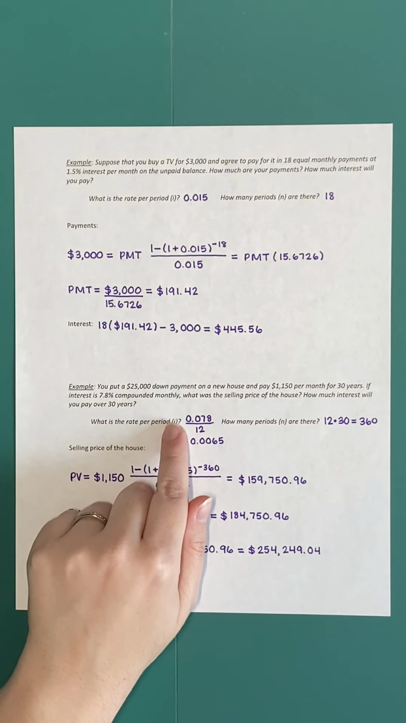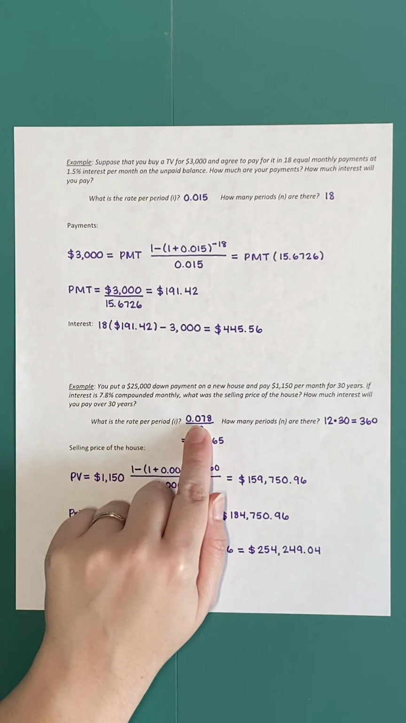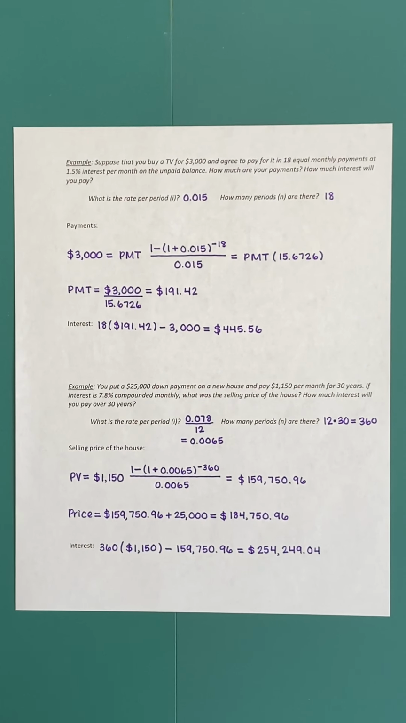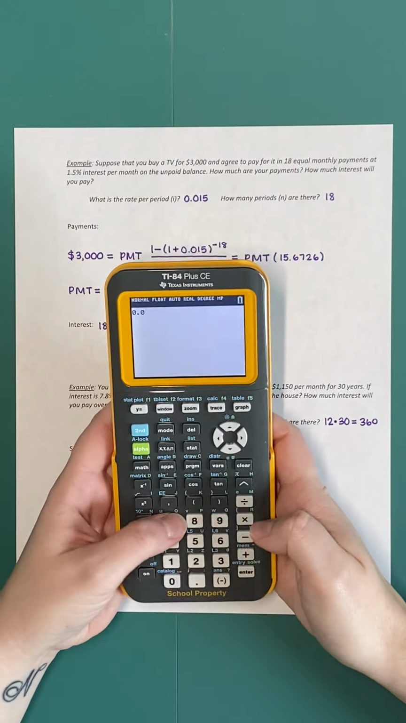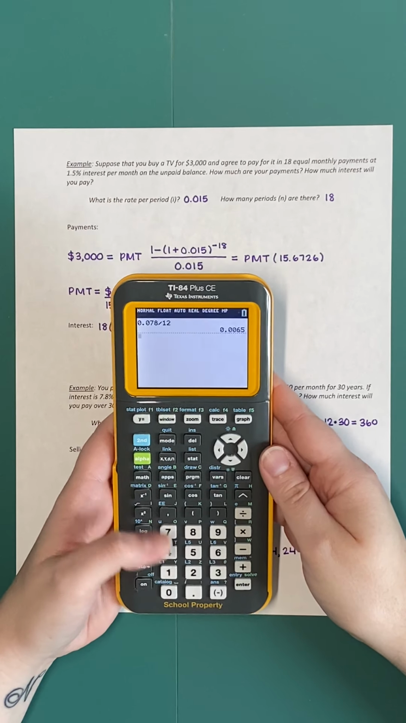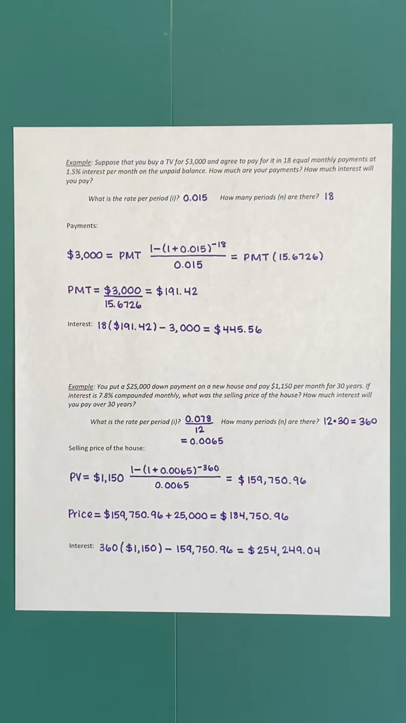So we need our rate per period. So 7.8% compounded monthly, so 0.078 per year divided into 12 parts. So let's see, what's that going to be? 0.078 divided into 12 parts. Okay, so 0.0065. Don't round, keep all of those decimal places.